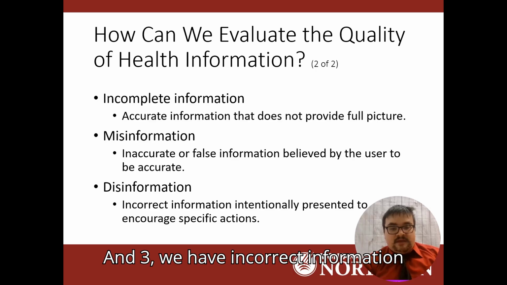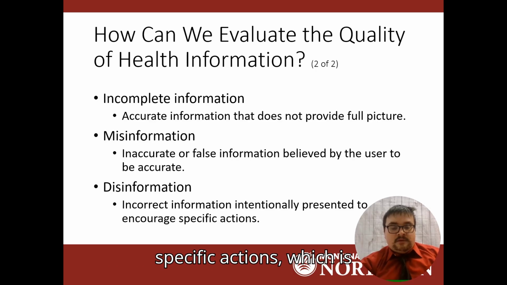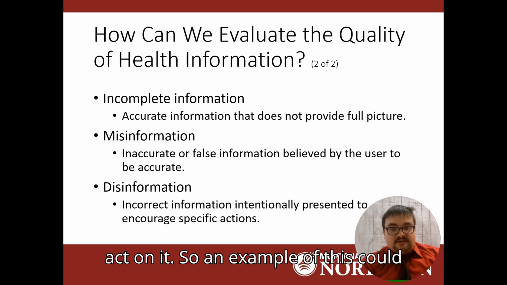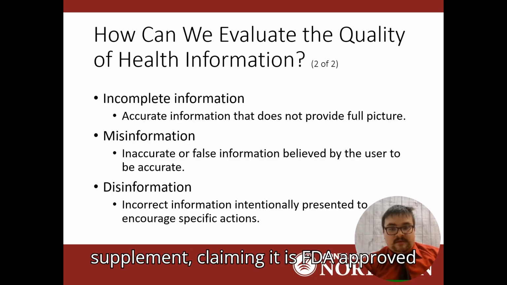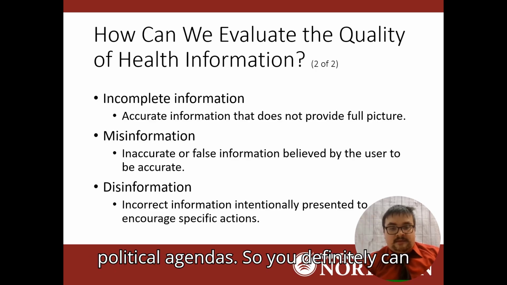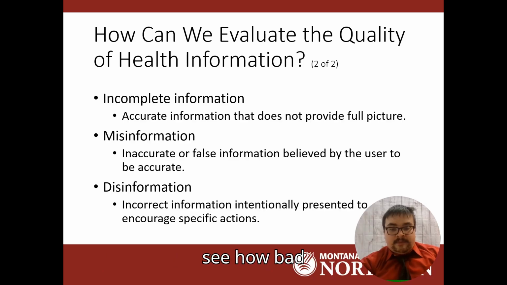Then third, we have disinformation: incorrect information intentionally presented to encourage specific actions, typically for political, financial, or social gains. It's deliberately misleading and can be dangerous if people act on it. An example could be a website promoting a weight loss supplement, claiming it is FDA approved when it is not, to push sales or political agendas. So you can definitely see how bad quality information can pop up, and you have to be careful about that.